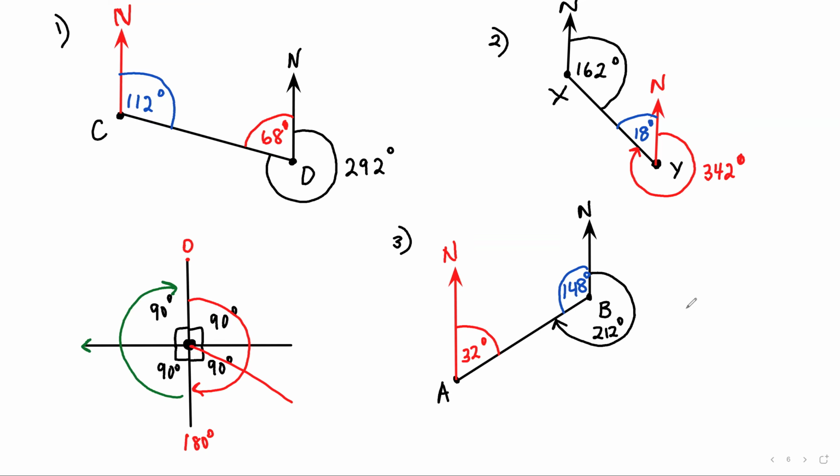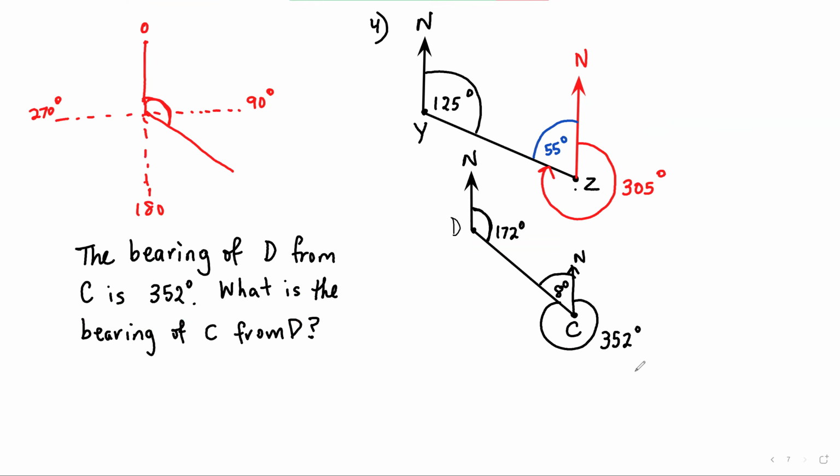Okay. One of the cues that I use is whenever I see that word from, like from C, it means the starting point is at C, which means the north line has to go at C. So that's one of the things that helps me with it, honestly.